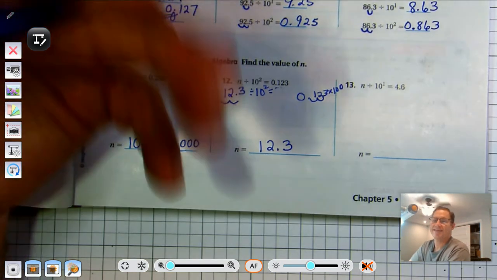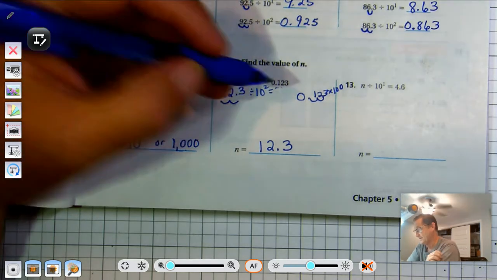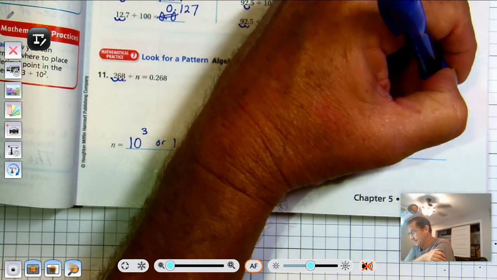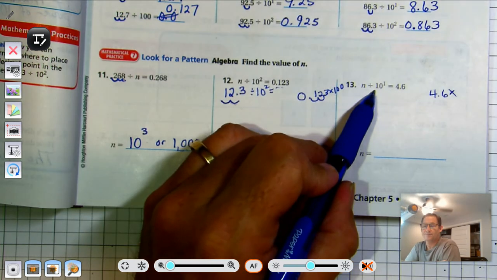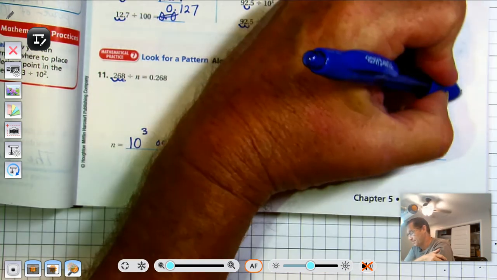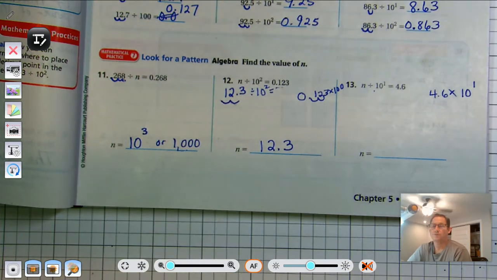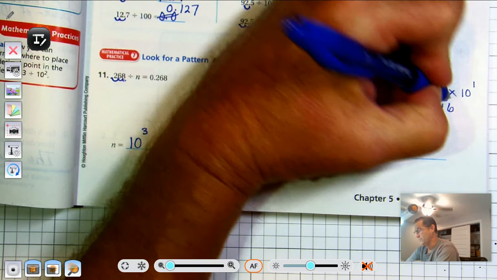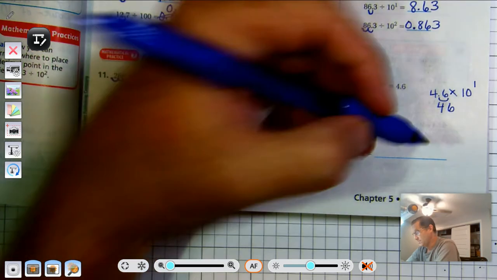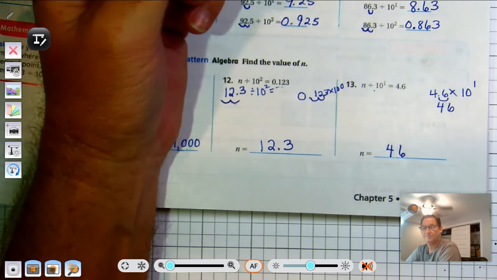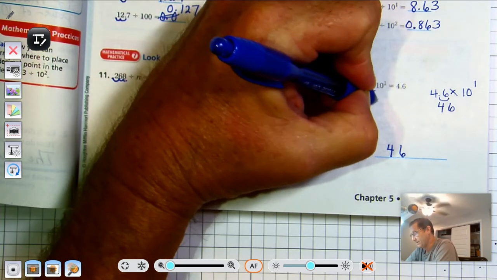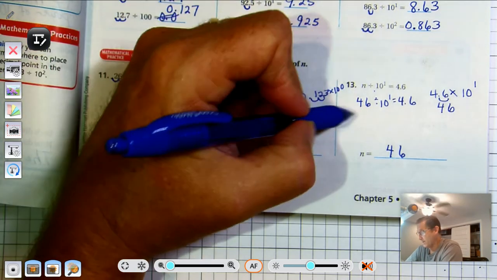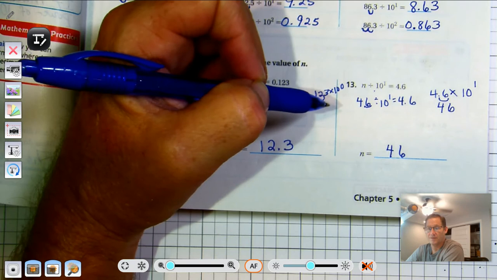Some number divided by 10 to the first is 4.6. Well, again, this would be the same as taking the quotient and multiplying by the divisor. So 4.6 times 10 to the first would be 46. We would take the decimal point and move 1 place to the right when we multiply. So n equals 46. If we put that here, we have 46 divided by 10 to the first. We would wind up moving the decimal point 1 place to the left. So that would be correct.